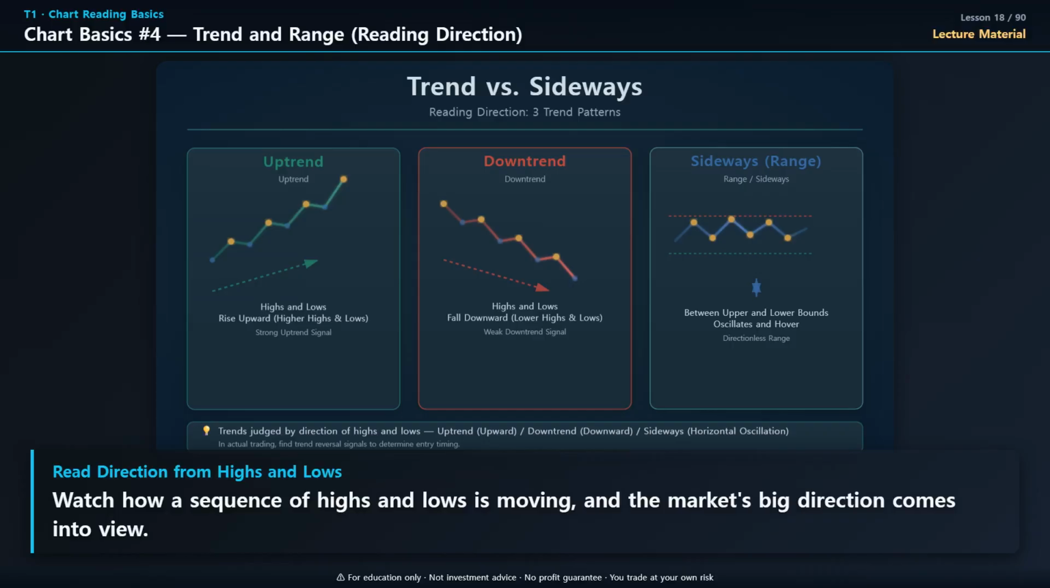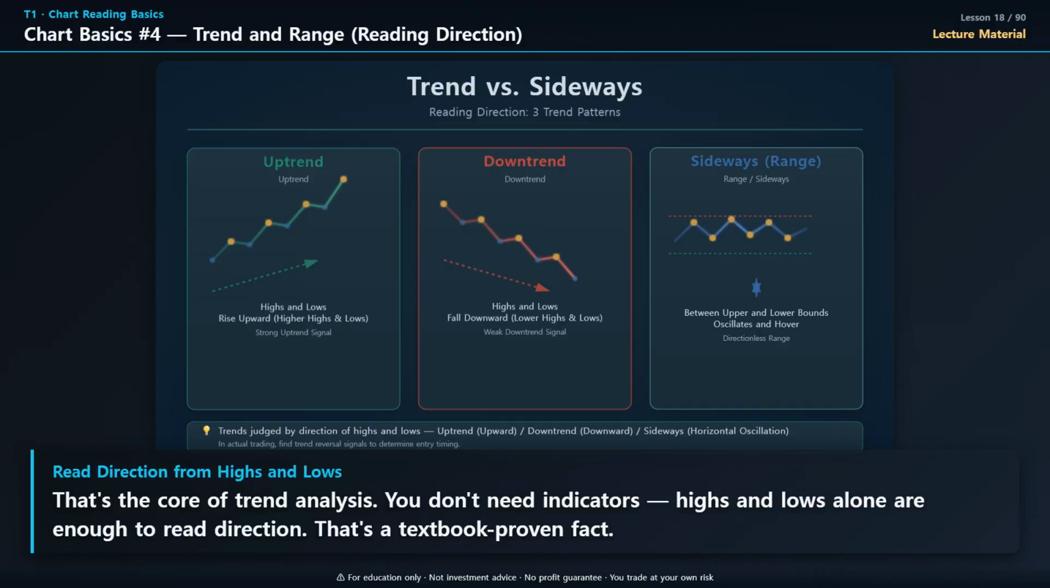Watch how a sequence of highs and lows is moving and the market's big direction comes into view. That's the core of trend analysis. You don't need indicators. Highs and lows alone are enough to read direction. That's a textbook-proven fact.